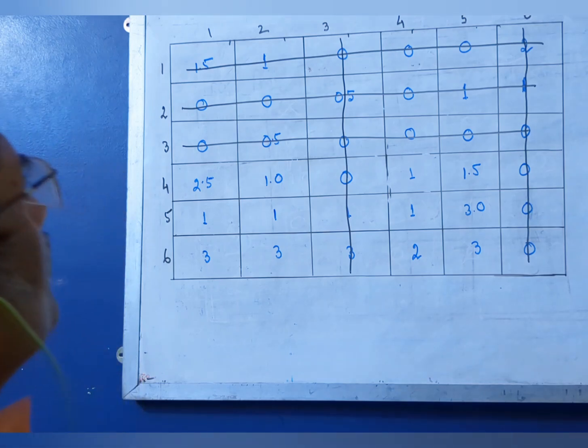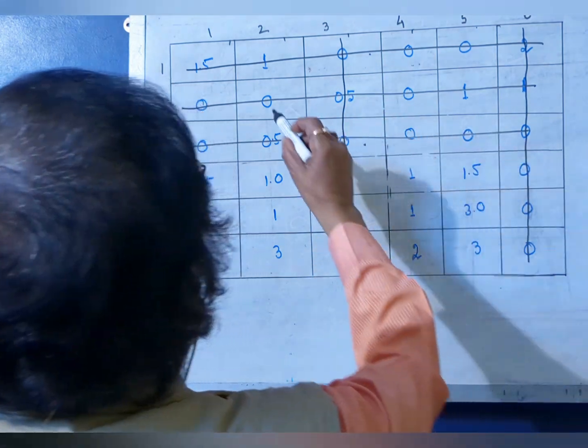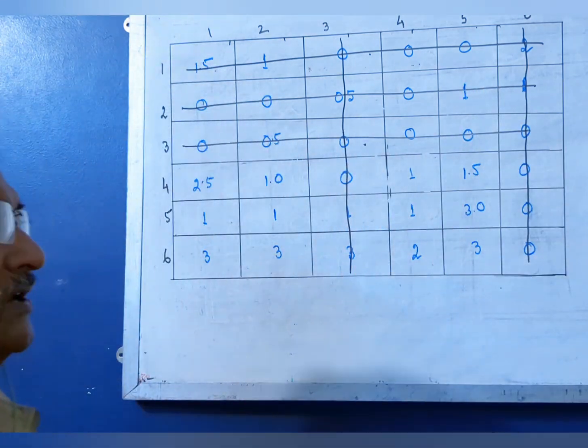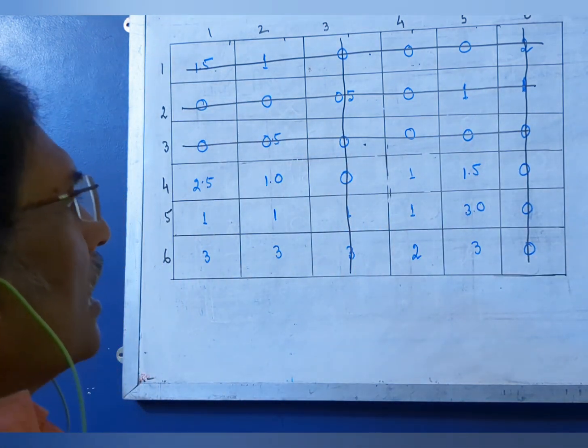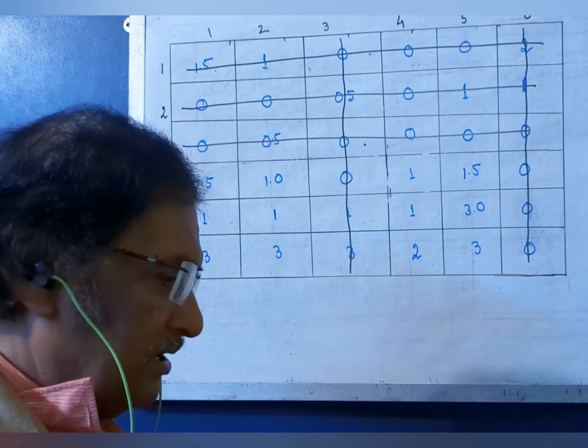Now check how many lines. 1, 2, 3, 1, 2, 3, 1, 2, 3 lines, 4 and 5 lines. That means 5 lines are required to cover all the zeros. That means you have not reached the optimum.